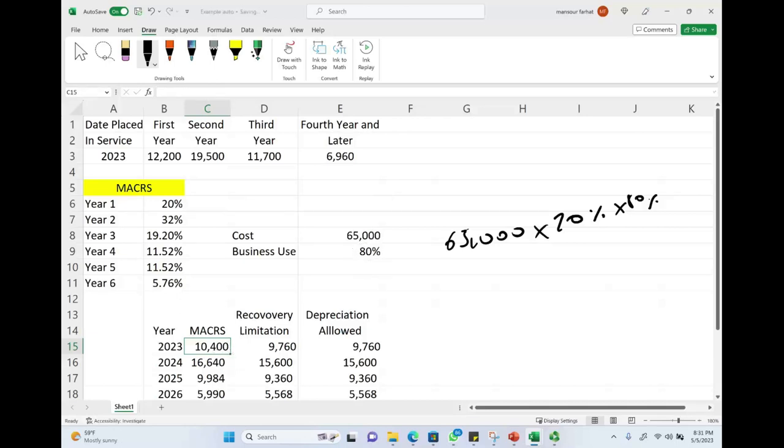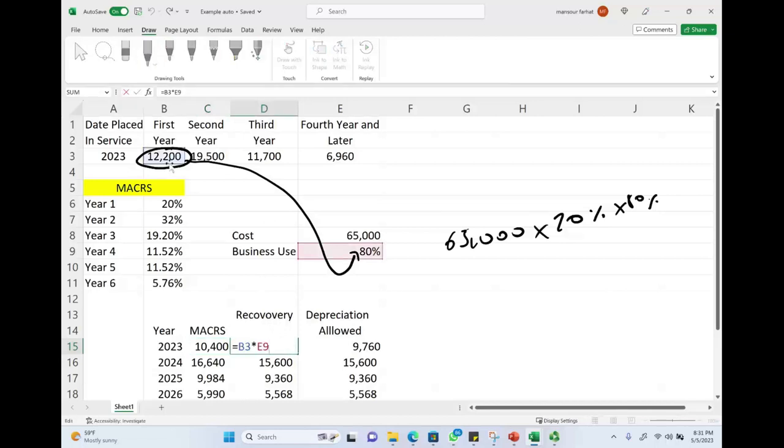Now, is this the answer? No. Why? Because we are limited when it comes to auto. We are limited to what? Year one to 12,200. You might say, great, MACRS tells me it's 10,400, year one is 12,200, I should be able to take 10,400. And the answer is wrong. What you have to do is take the first year limit that's given by the IRS and adjust it for 80%. We take 12,200 multiplied by 80%, and we see that the recovery limitation is 9,760. How much depreciation are you allowed to take? You are allowed to take for year one, which is year 2023, 9,760.